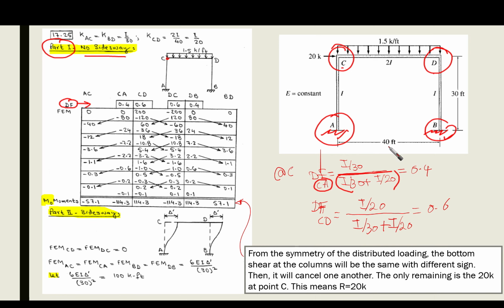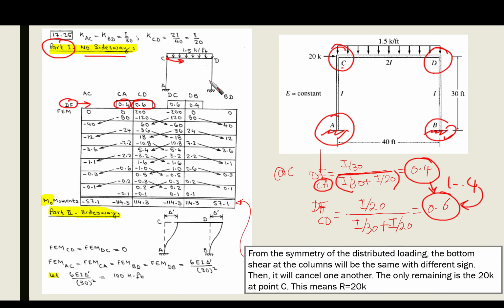Okay, so 2I over 40, which means I over 20. This gives us 0.4 here. And for CD, which is this part here, without thinking too much, it should be 0.6 because it should equal 1 minus 0.4. Okay, it gives us 0.6 directly. So this is 0.6 here.